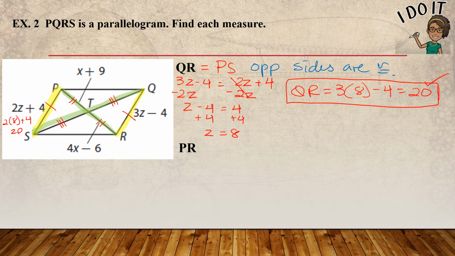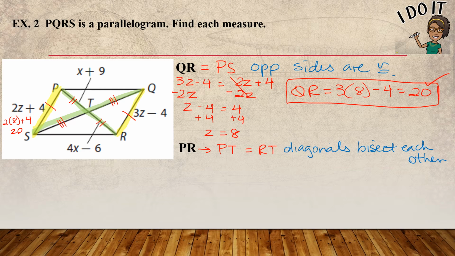So if I'm trying to find the length of PR, I know that the parts that have been given to me, which are PT, I know PT is going to be equal to RT, because these two segments are congruent to each other. So that means the property that we're using is diagonals bisect each other.